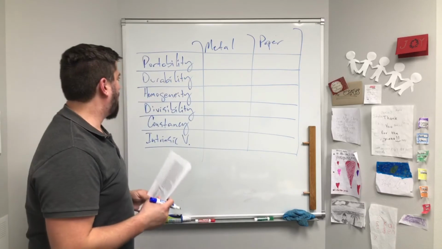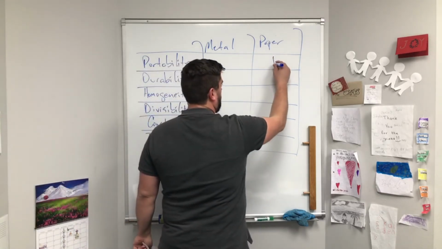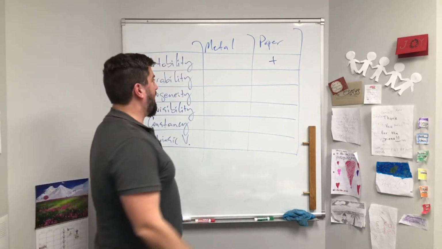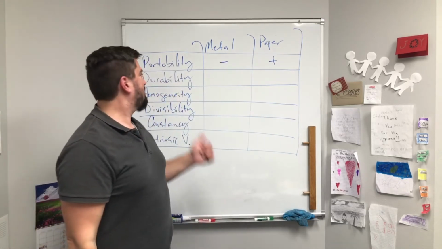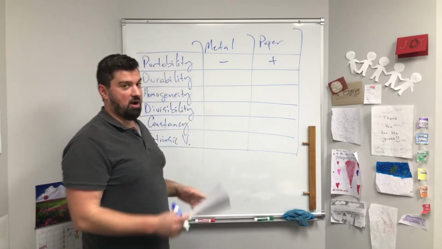So first off, how about portability? Well, in this case, the plus is going to go to paper. Paper is lighter, and it's actually easier to transport. Metal, while it's not that difficult to transport, is less easy to port around than paper. So we're gonna compare it that way here.